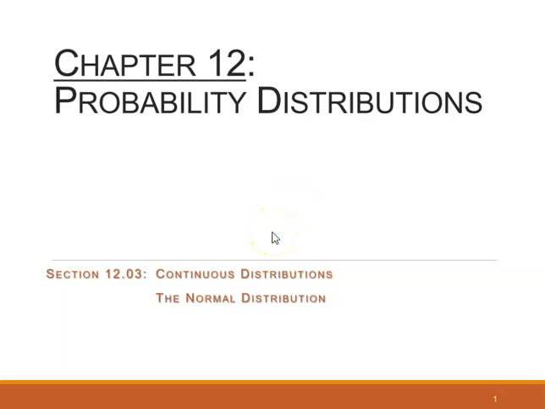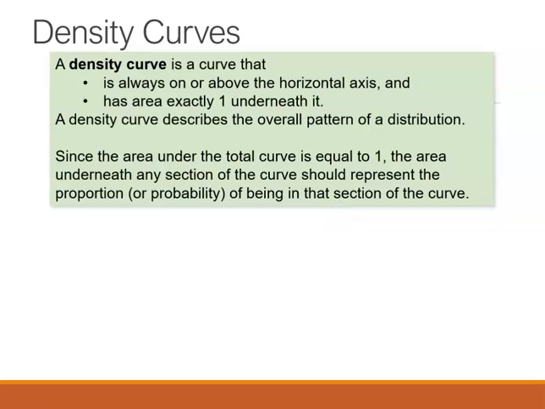Last time we talked about the binomial distribution as an example of a discrete distribution. Here we're going to be talking about the normal distribution as an example of a continuous distribution. Since a normal probability density function is continuous, we can graph it with a smooth curve. That curve is called a density curve.